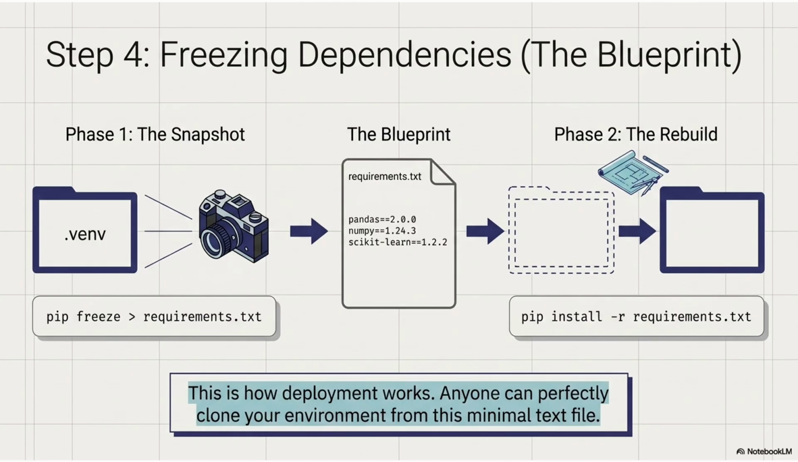The bottom caption says it clearly. This is how development works. Any teammate, grader, or server can run your code in a properly matching environment from this one file. Requirements.txt is the contract between your code and the environment it needs to run.